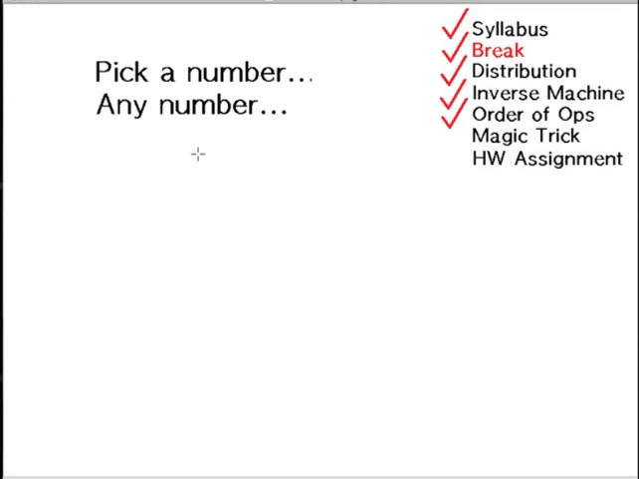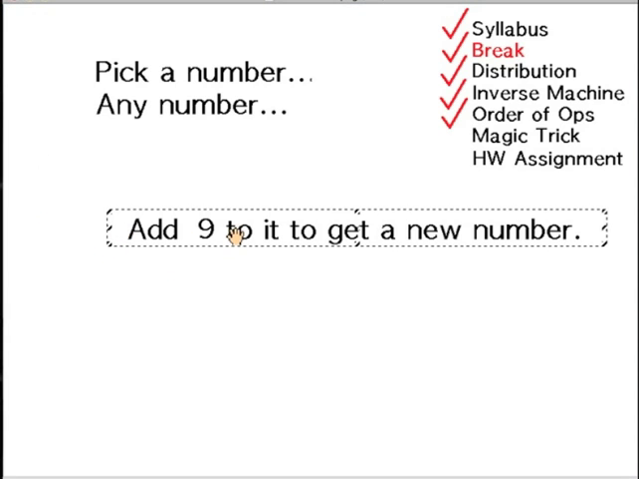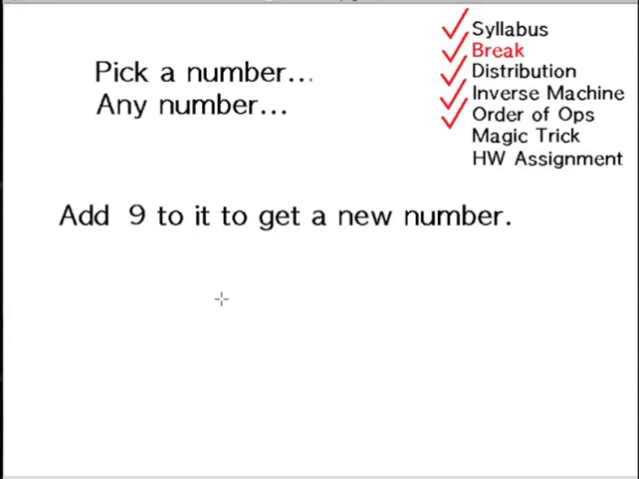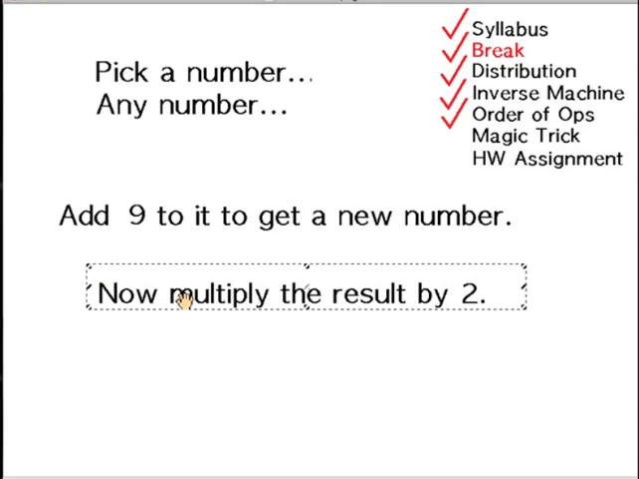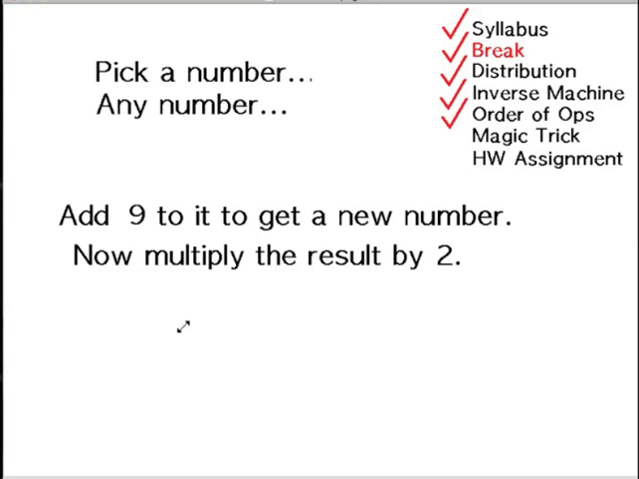And what I next want you to do with that is add 9 to it. And of course that's going to generate a new number in your brain. And so having done that, I'll now ask you to multiply the result by 2. That is, would you please double it? Okay, I'm assuming you've got that.